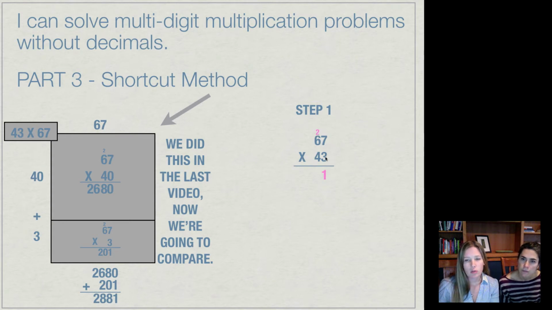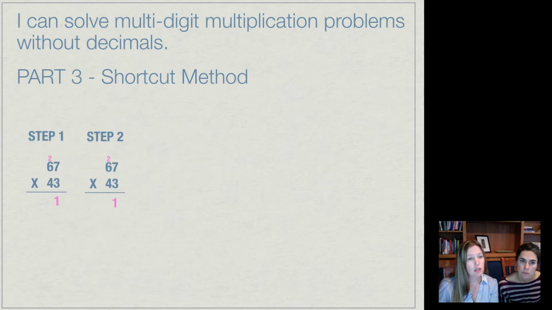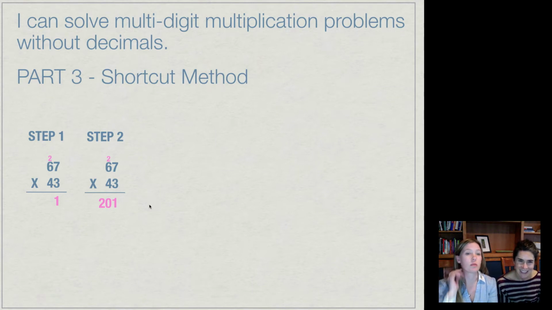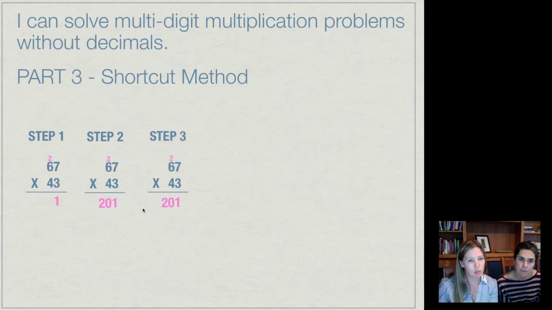Then we move from our ones and we multiply it by our tens place. So 6 times 3 is 18 plus 2 more is, whoa, what happened to it? Oh, there it is. Step 2. My goodness, I thought that was all part of step 1. We really broke it down for you. Okay, so 7 times 3 was 21, and then 6 times 3 is 18, plus 2 more is 20, so we got 201. Okay, so that's step 2.